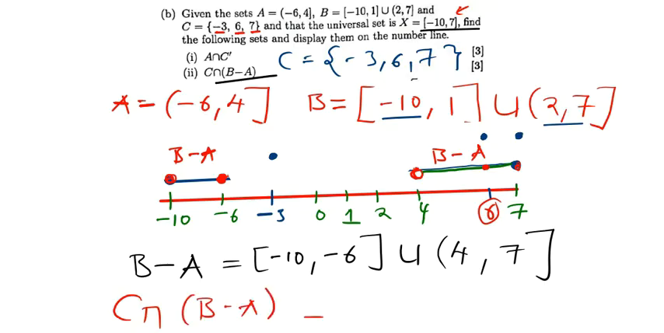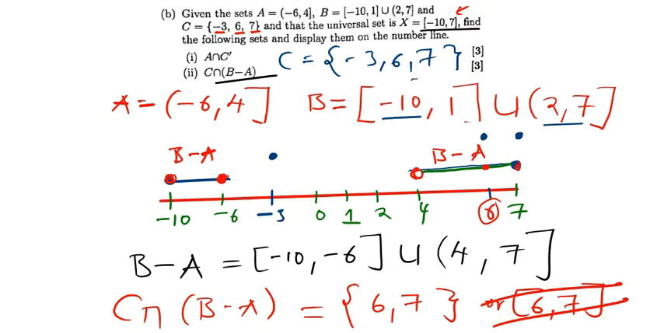Do you think the answer would be {6, 7} or [6, 7]? If you understand the meaning of these two sets, then you know what the answer is. The answer is the first part, because 6 and 7 are distinct numbers or elements of set C, and they are the only ones overlapping with B minus A.